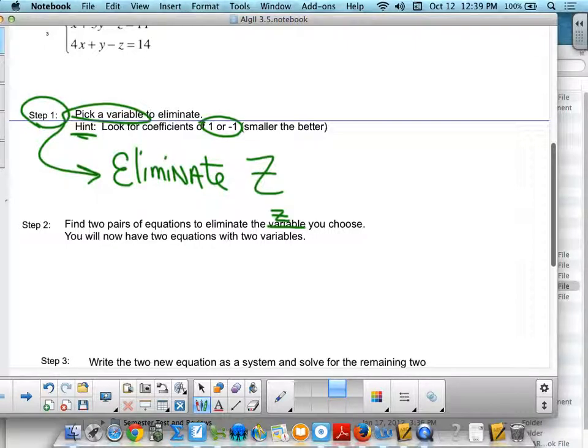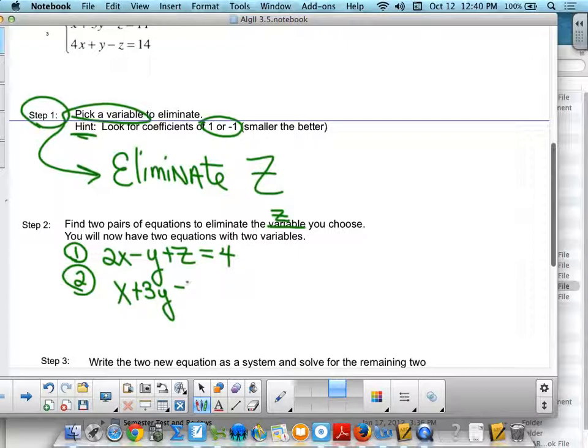The first two. So equation 1, equation 2. I do this to organize myself. I don't do this just because I want to write a 1 and a 2. So what's equation 1? 2x minus y plus z equals 4. Okay, and then the next one. X plus 3y minus z equals 11. Equals 11. Good?